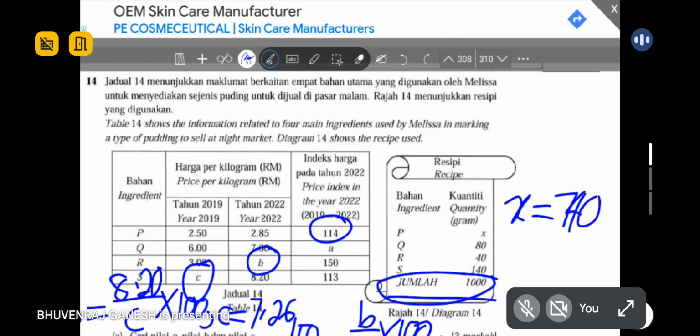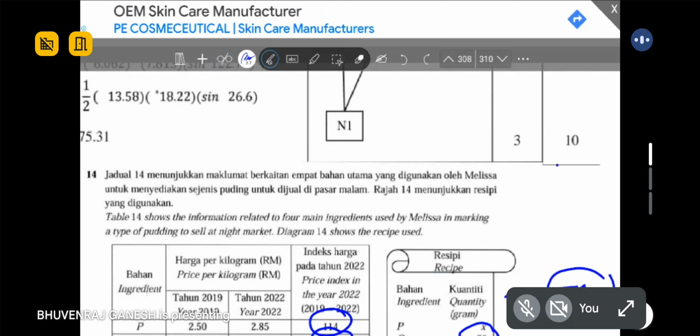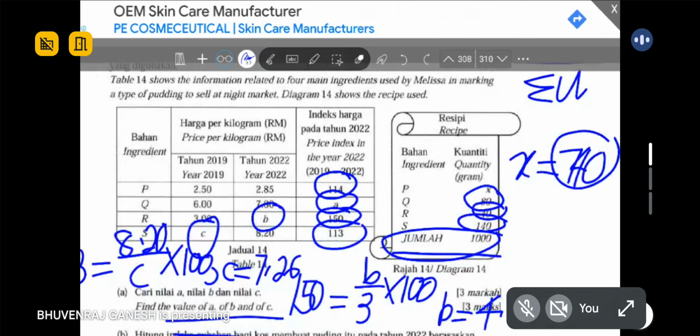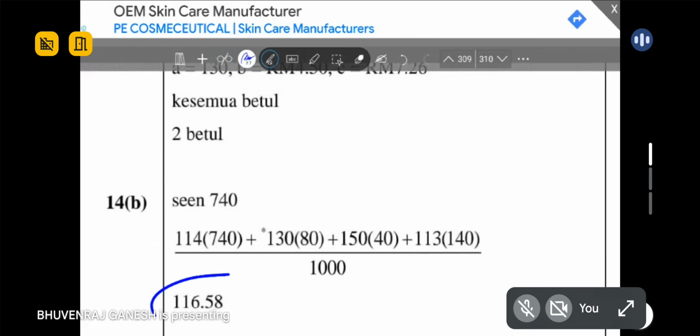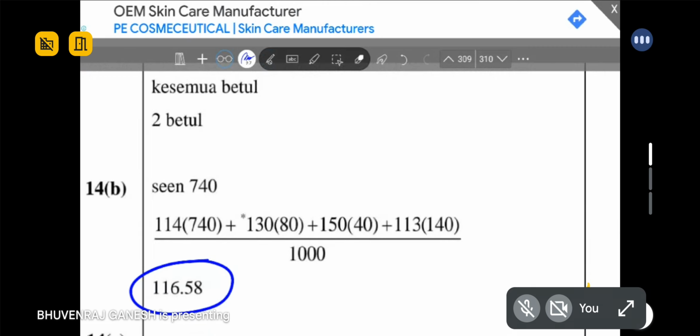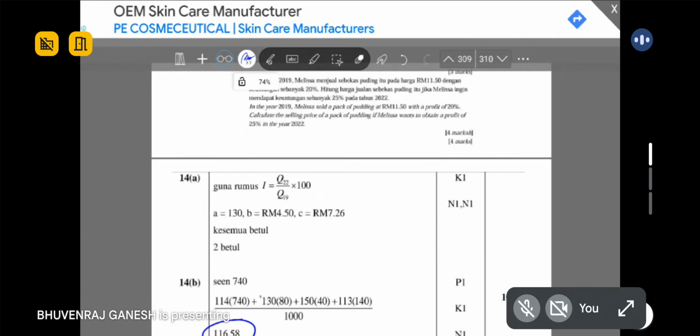So 114 times 740 plus A times 80 plus 150 times 40 plus 113 times 140, bahagi 1000. Okay, you just remember your formula, guys. This is the formula for composite index. Index gubahan. Sum of index times weightage over sum of weightage. So inilah rumus dia. Alright. So final answer is 116.58. Okay. Clear? Jelas for this question?